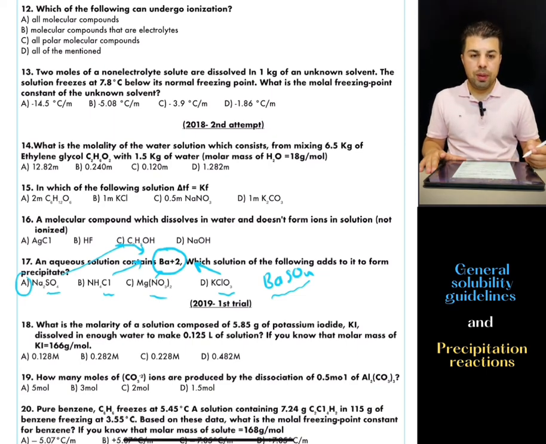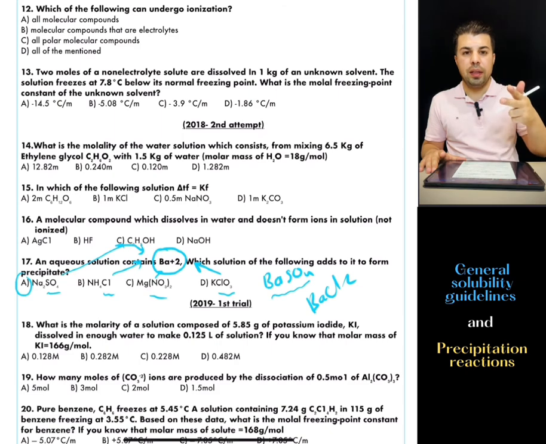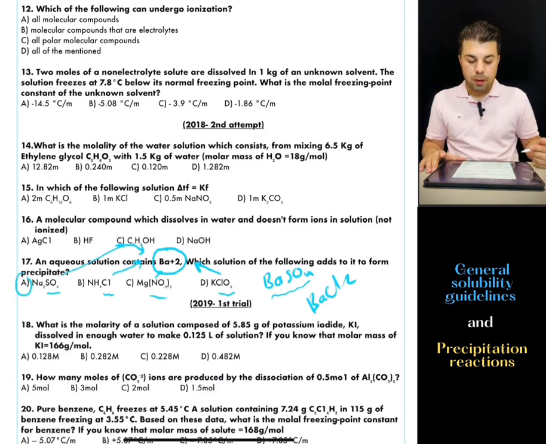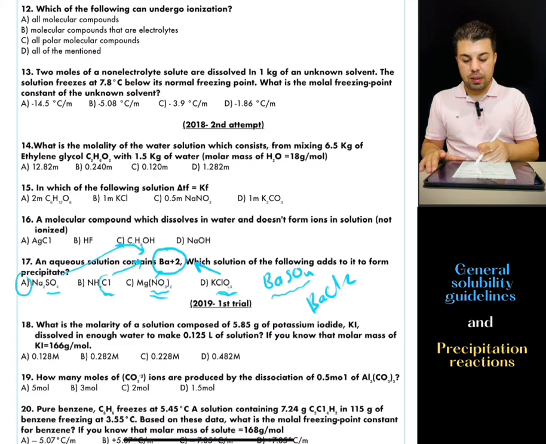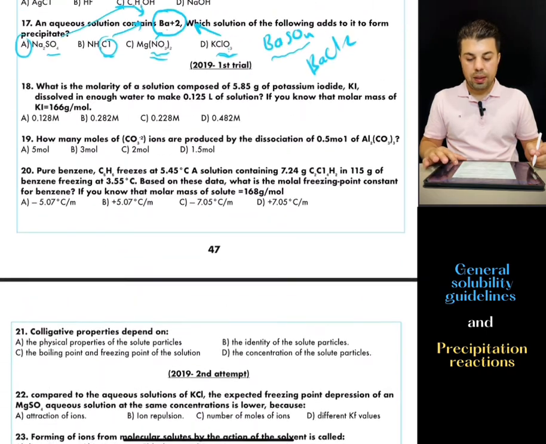If BaCl2, for example, according to rule number 3, most chloride compounds are soluble except silver, mercury, and lead. So barium chloride is soluble. Nitrate, according to rule number 2, all compounds of chloride and nitrate are soluble in water. According to rule number 4, barium sulfate is an insoluble compound. So the right answer is A.